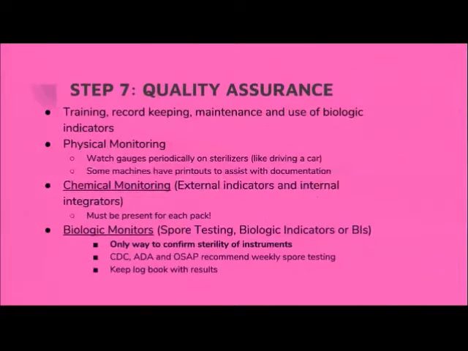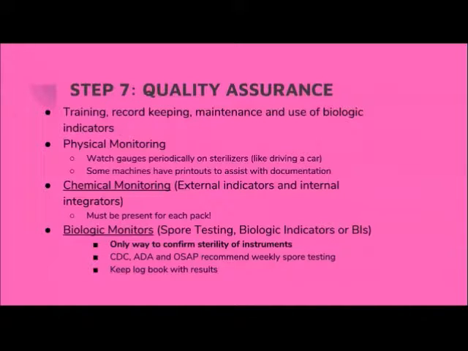And then the last step is quality assurance. How did we do? And quality assurance involves 3 types of monitoring. Physical monitoring, which means that when I use my machines, I'm looking at the gauges to be sure they're doing what they're supposed to do, kind of like when you're driving the car. You check your speed limit so you know that your car is going how you want it to go. So that's physical monitoring, is reading the gauges.